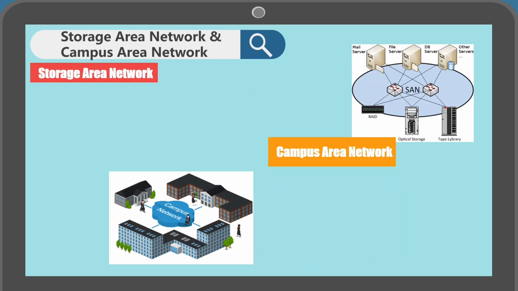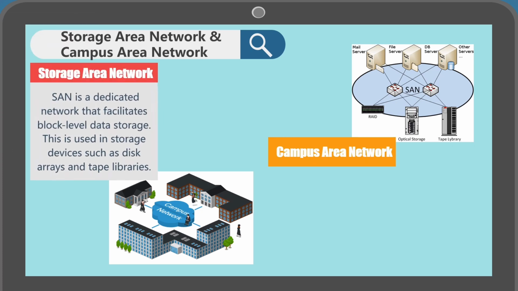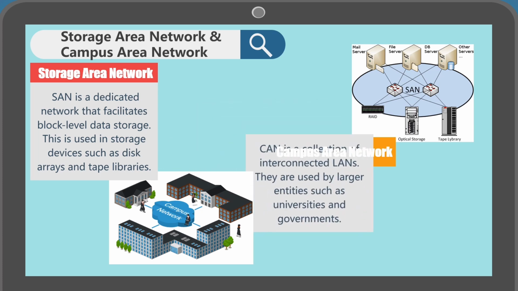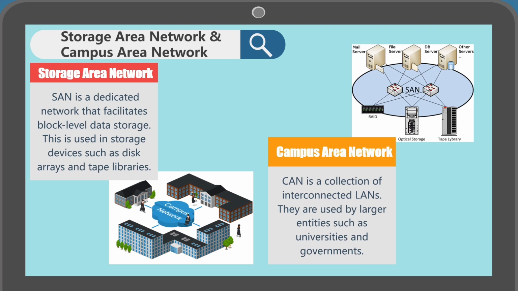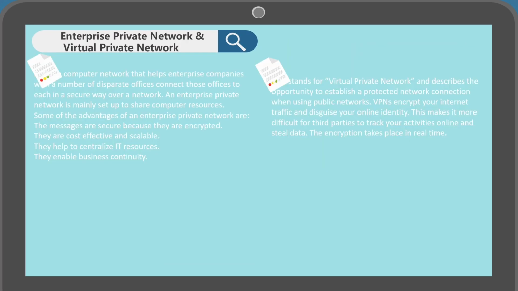Next is storage area network and campus area network. Storage area network is a dedicated network that facilitates block-level data storage. This is used in storage devices such as disk arrays and tape libraries. Campus area network, CAN, is a collection of interconnected LANs that are used by larger entities such as universities and government.